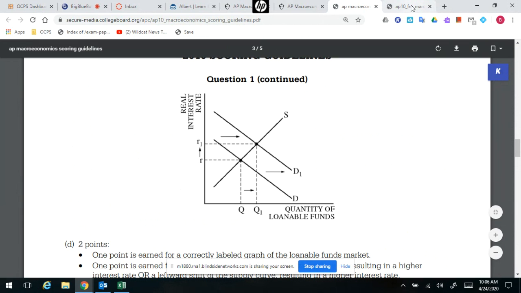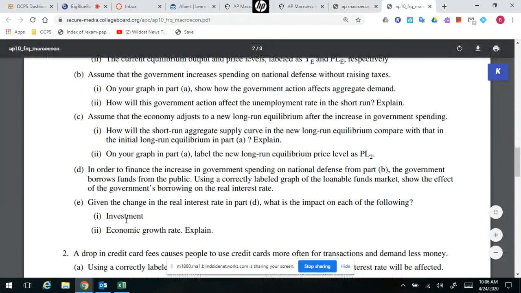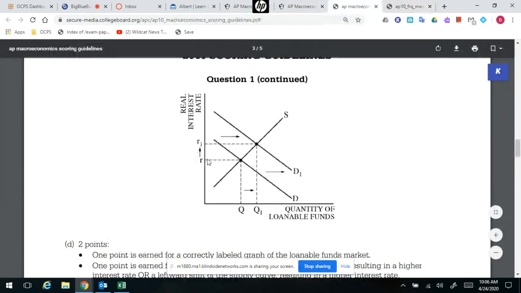All right, moving on. Part E, given the change in the real interest rate in Part D, what is the impact on each of the following? Investment, economic growth rate, explain. So we know straight from the flow chart, guys, as the interest rate goes up, your I sub G, your investment, is going to go down.